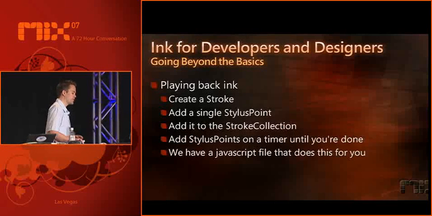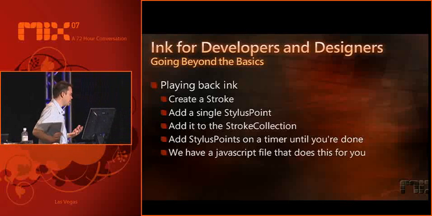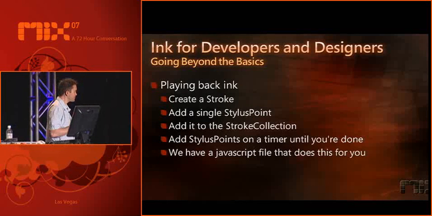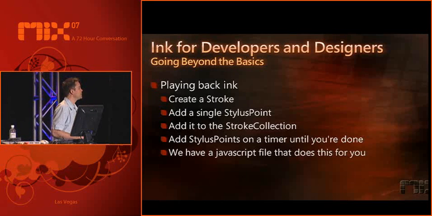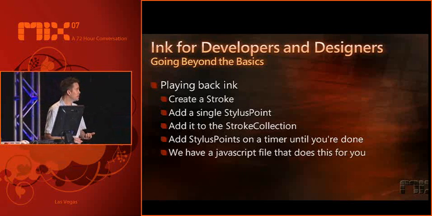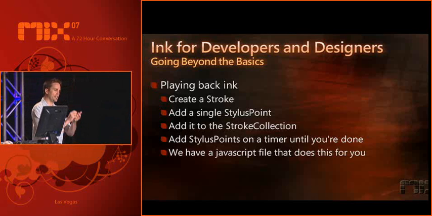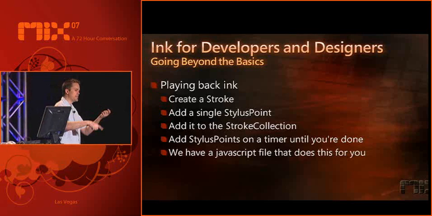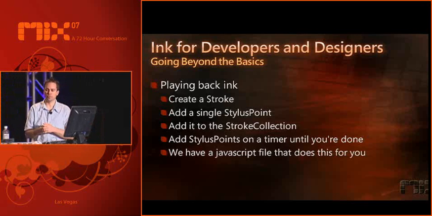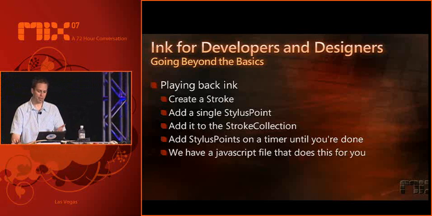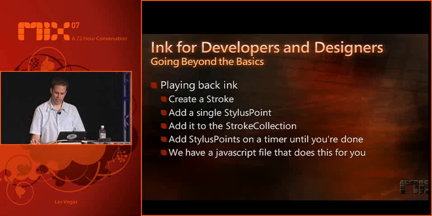So, playing back a stroke. You saw over the video that I was actually playing back a stroke, and I want to show you how to do this as well. The strategy is actually very simple. You just create a new stroke with a single stylus point in it, and then add that to the ink presenter. Then on a timer, you just add back a quantity of stylus points on each tick. Again, I have some script that does this for you, but I'm actually going to show you the code here to do that.